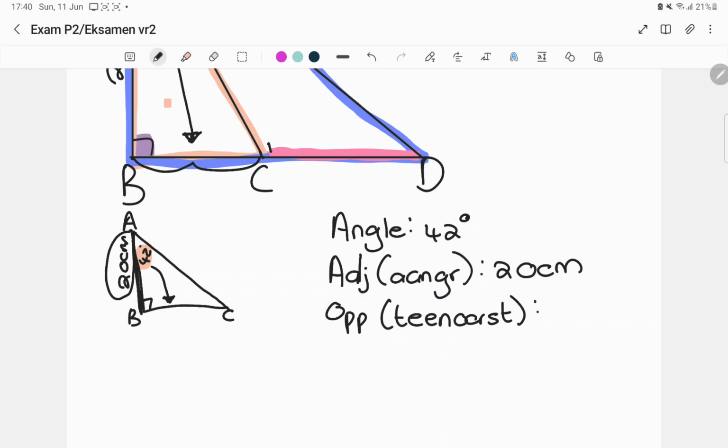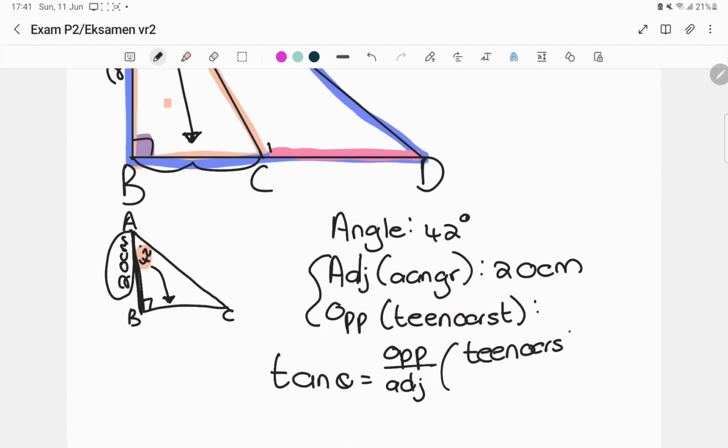In a triangle you always check what angle do you have, what side do you have, and then what is the side you want. Now what trig ratio do we know has to do with adjacent sides and opposite sides? It has to be tan, because tan is your opposite side over your adjacent side.